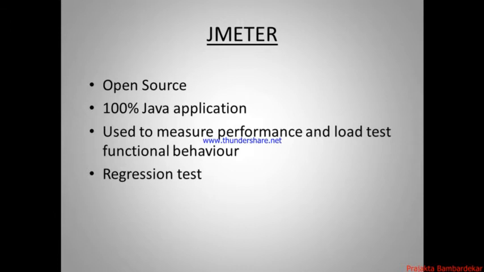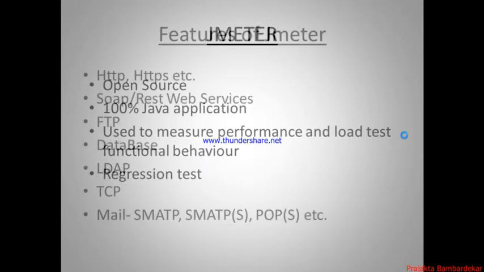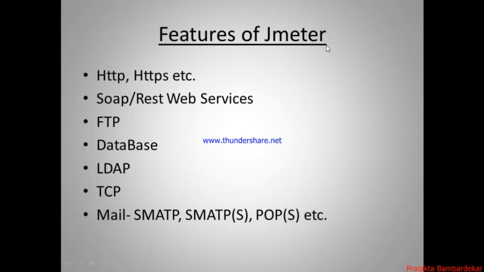Okay. Apache JMeter is an open source software, a 100% Java based application. It is used to measure performance and load test functional behavior. Also, you can use the same tool for regression testing as well. So you can see we can use JMeter for performance testing as well as for regression testing, like automation testing.